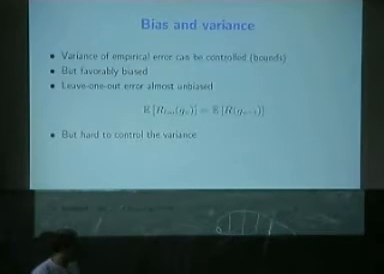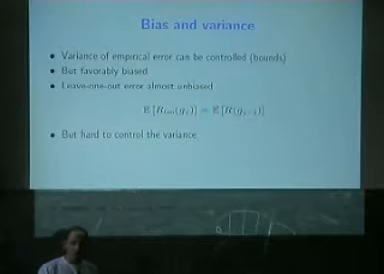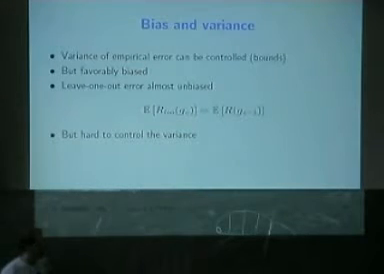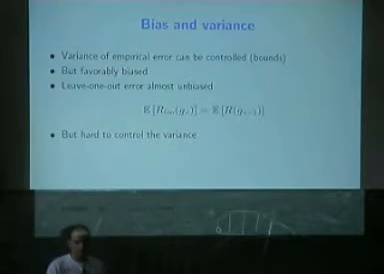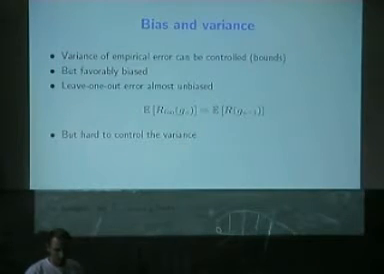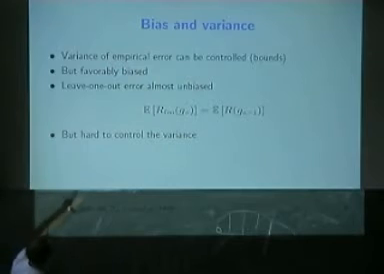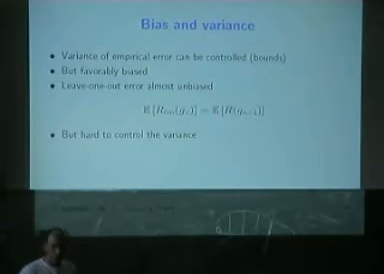So there is a large bias in this estimator, but on the other hand, we gain that we have a nice control on the variance of this estimator via this error bound that we discussed before. So that's what "favorably biased" means: biased towards low error.